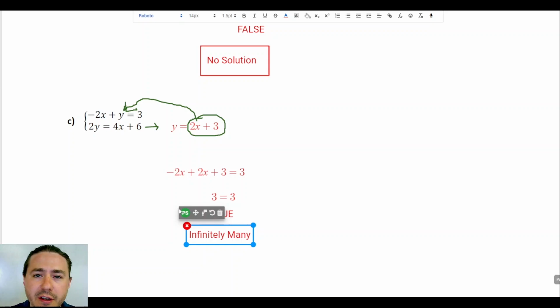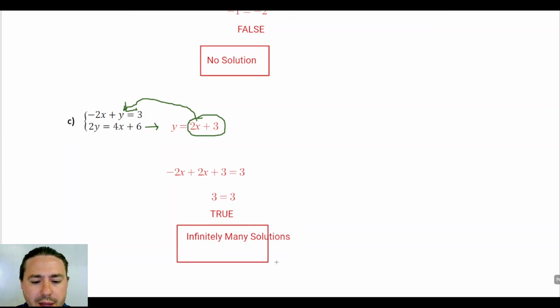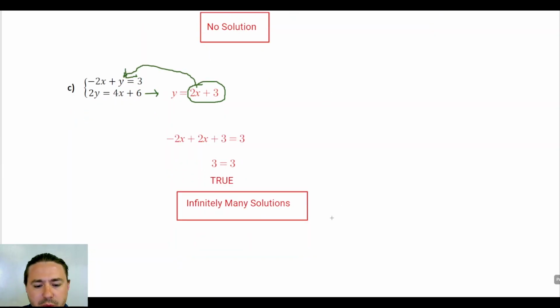Doesn't mean every coordinate or every ordered pair is a solution. It just means that there are infinitely many of them. There'd be all the points that lie along that line that is represented by both of those equations. So that should be it. That's the last one on here.